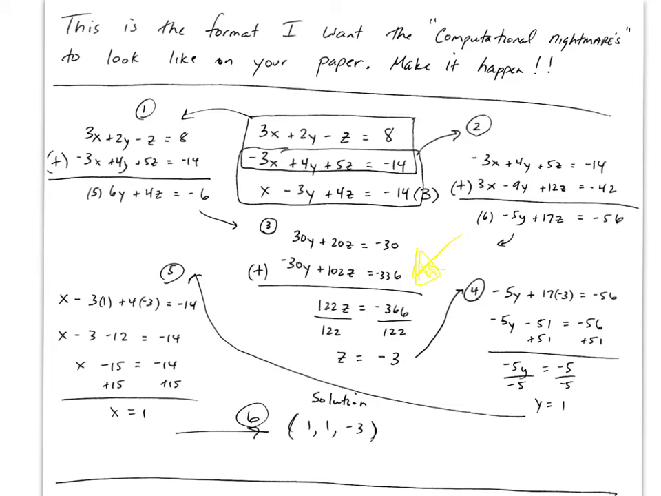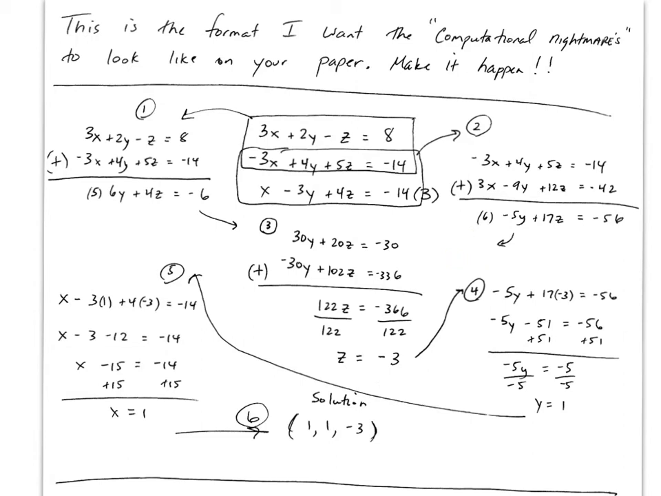Once I knew that z was equal to negative 3, I could substitute that into the equations that just had y and z in them. So I substituted it into the negative 5y plus 17z equals negative 56. Since I knew z was negative 3, that allowed me to figure out y is equal to 1. That takes me to step number 5.